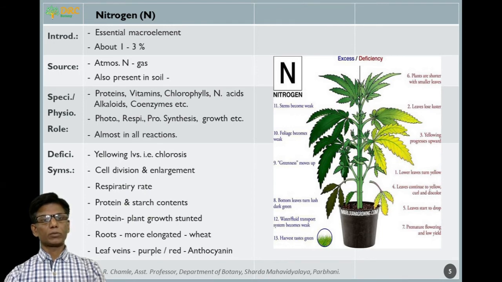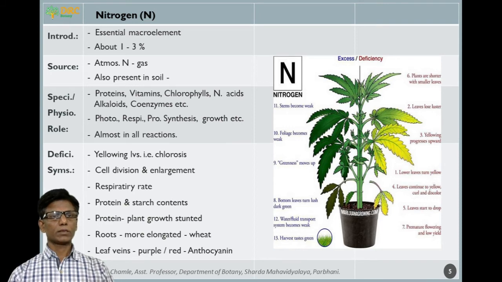In the soil, it is present in the forms of ammonium and nitrogenous salts like ammonia, nitrites and nitrates. Now we will see the specific or physiological roles of nitrogen in the plants. Nitrogen is an important component of proteins, vitamins, chlorophylls, nucleic acids, alkaloids, coenzymes, etc. It also plays an important role in various physiological processes like photosynthesis, respiration, protein synthesis, growth, etc.